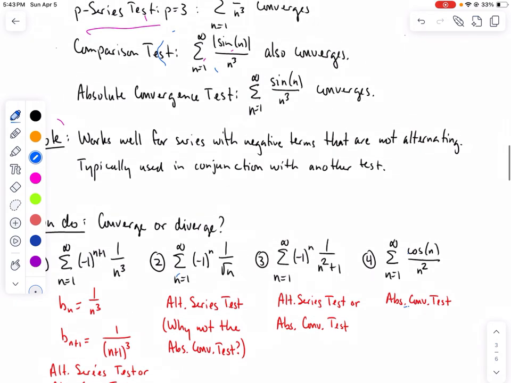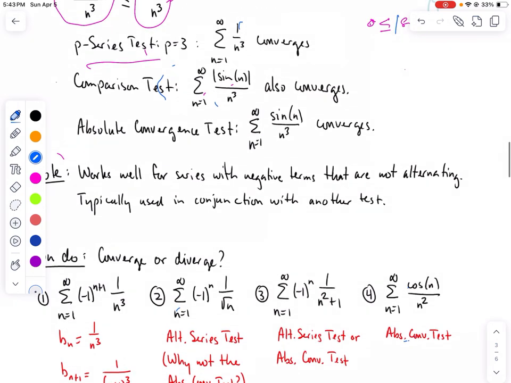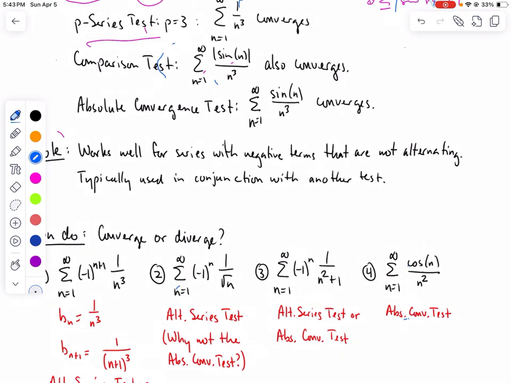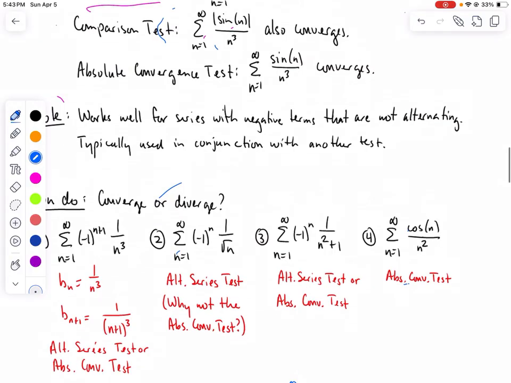Now note here that the absolute convergence test works well for series with negative terms that are not alternating, and typically it is used in combination with another test. Let's now look at some of these examples below.